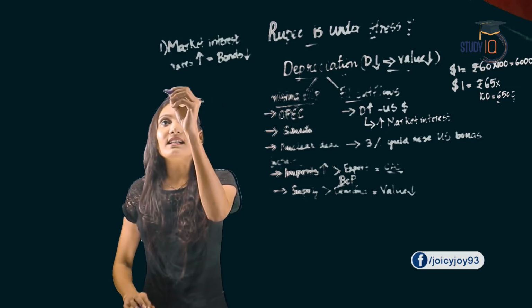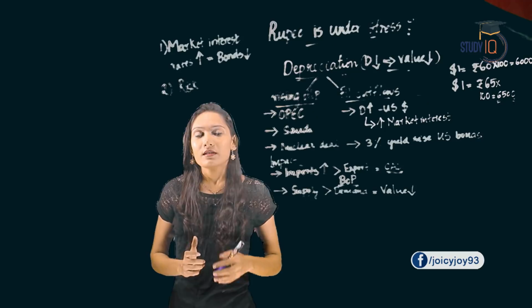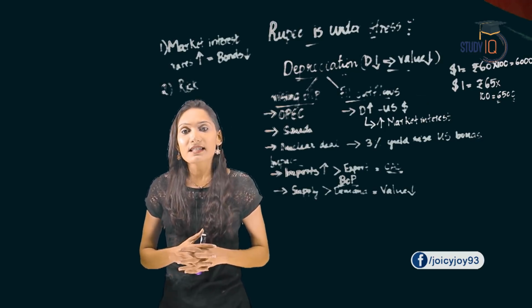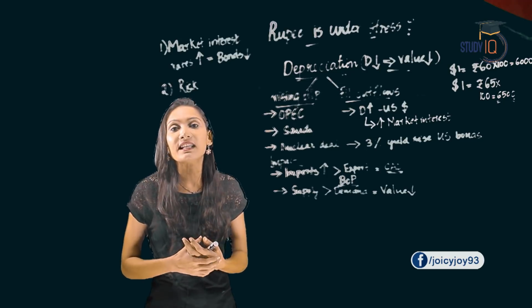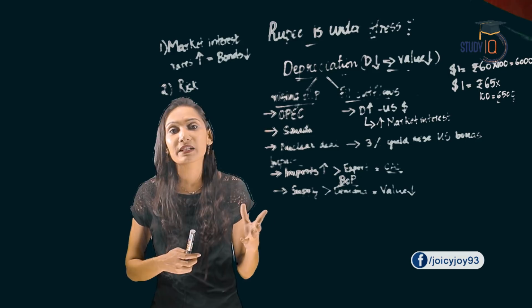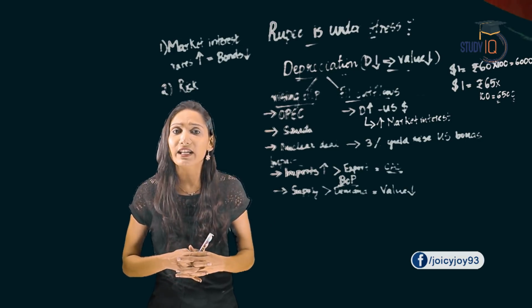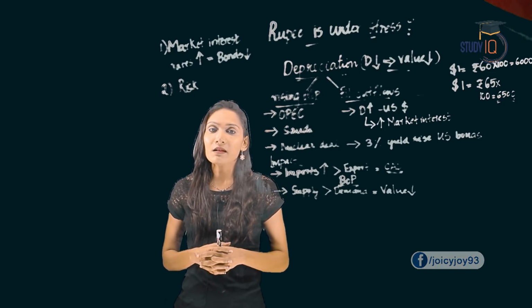Another thing is the risk associated. Comparatively, bonds are safer investment options. So, as the economic uncertainty in an economy goes up, the demand for bonds also increases because there is economic uncertainty in the economy. So, people will prefer less risky bonds.